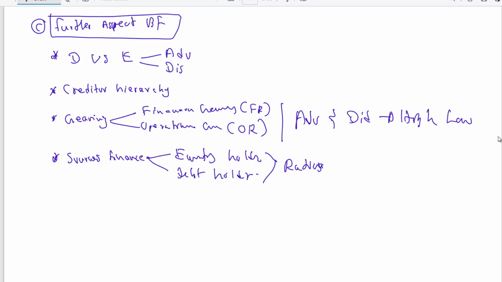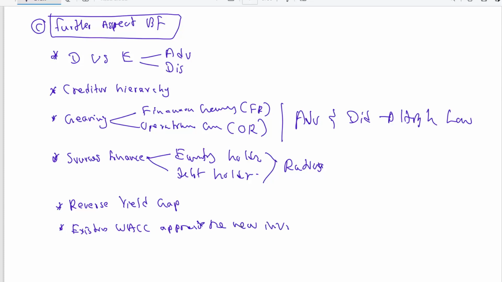And you should know what this reverse yield gap is. You should know the situations in which you can use the existing weighted average cost of capital to appraise new investments. And further, you should know how to deal with the project-specific weighted average cost of capital.